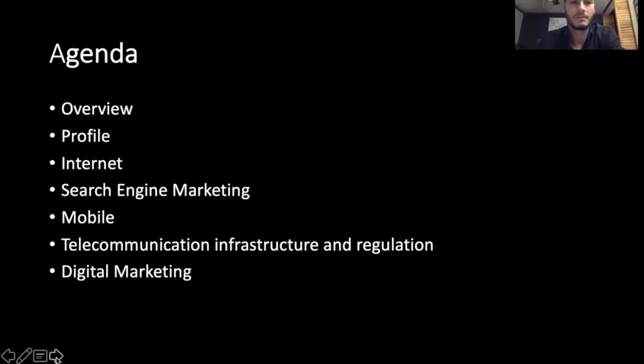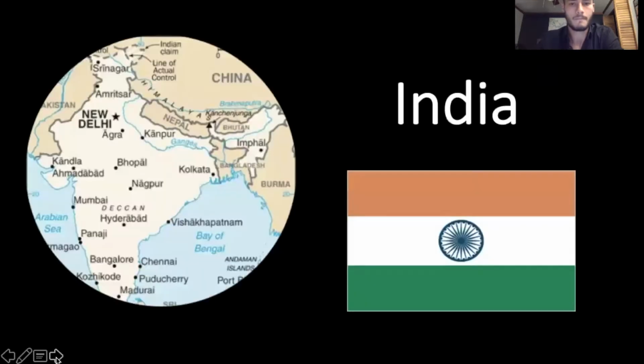The agenda for today will be an overview of the countries, the profile, the way they use the internet, search engine marketing, the way they use mobile devices in their country, telecommunication infrastructure and regulation throughout the country, and the digital marketing in each country. We start with India.